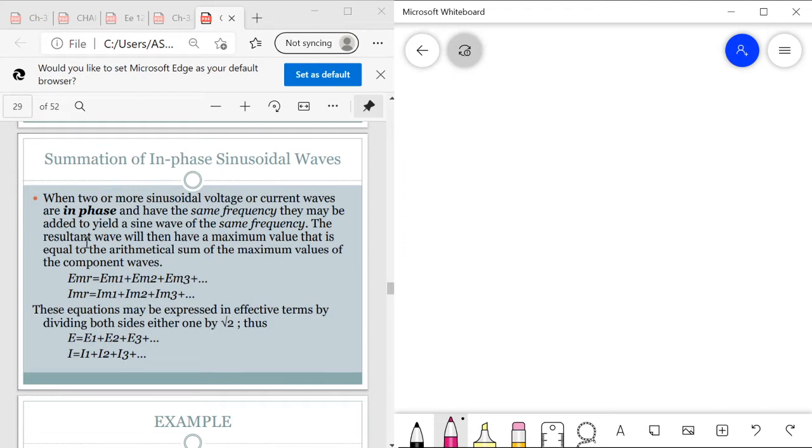be added to yield a sine wave for the same frequency. The resultant wave will then have a maximum value that is equal to the arithmetical sum of the maximum values of the component waves. Since they are in phase, yung dalawa or tatlong vectors mo, they are in phase. So all you have to do is add them arithmetically.